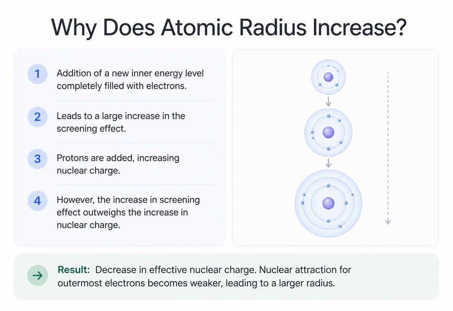You might wonder why the radius increases, even though we are adding more protons to the nucleus, which should pull electrons closer. As we move down the group, a completely new inner energy level is added each time. This creates a massive screening or shielding effect. This screening effect completely outweighs the increased nuclear charge from the extra protons, resulting in a weaker pull on the outermost electrons and a larger atomic radius.